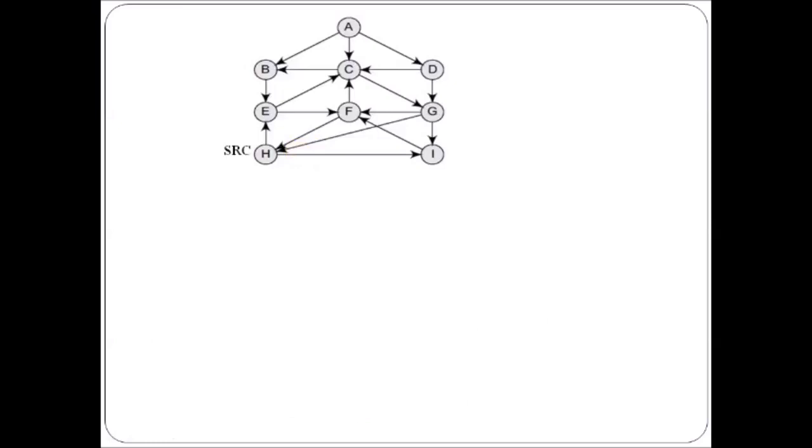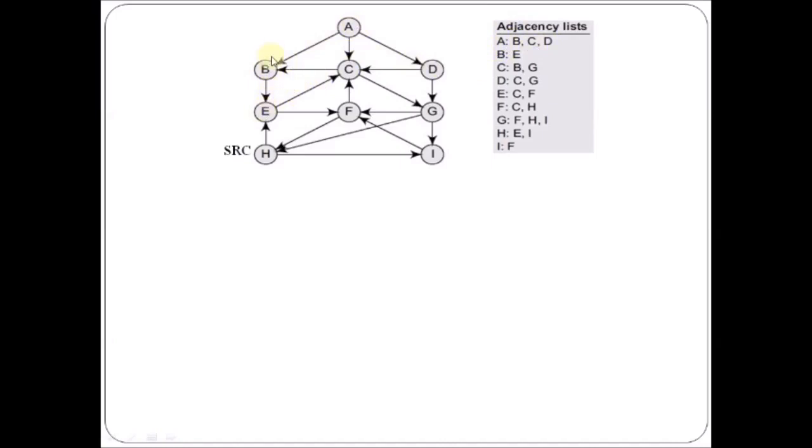Now, as in the previous video we considered an undirected graph, here we are considering a directed graph. In that case, node H is given as the source node. So the first step is to calculate the adjacency list. The adjacency list for the given directed graph is as follows. Node A is adjacent to B, C, D. So I have mentioned here for node A: B, C, D.